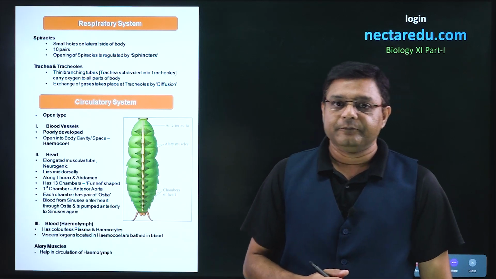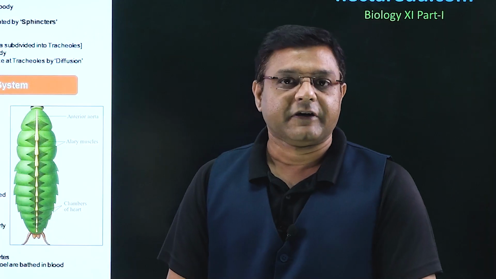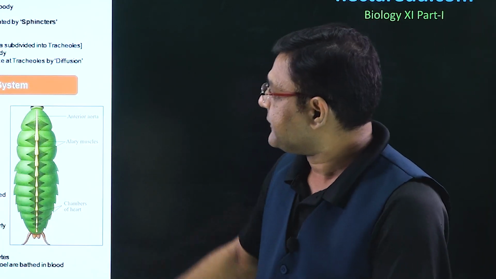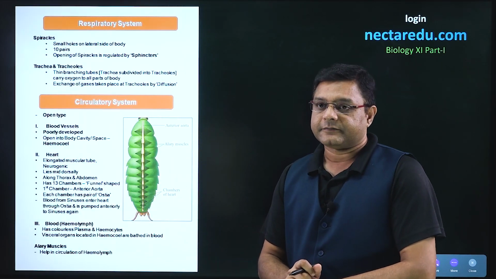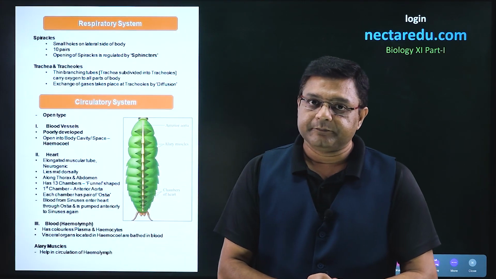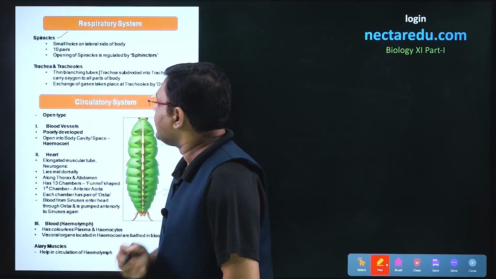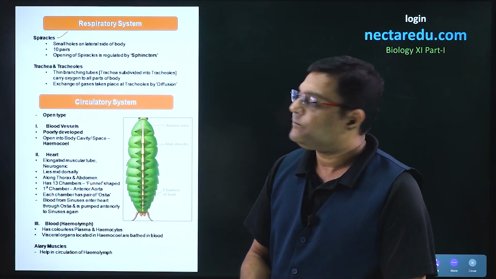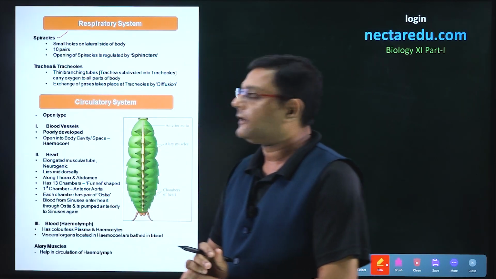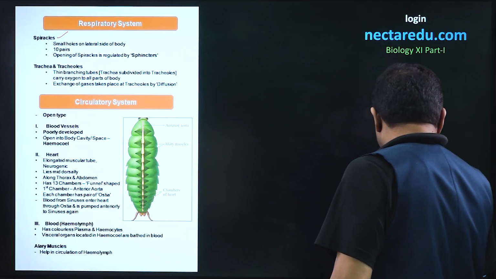In this particular video, we will look into two systems present in cockroach. The first is the respiratory system and the second is the circulatory system. So, talking first about the respiratory system. Cockroach has small holes which are present on the lateral side of the body, and these holes are called spiracles.